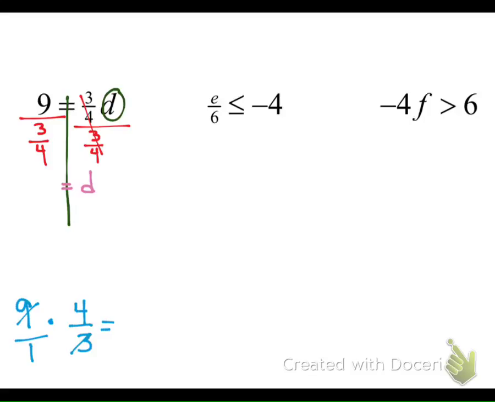So 9 divided by 3? 3. 3 divided by 3? Is 1. Okay. Multiply my numerators together. 3 times 4. 12. And then your denominators together. 1 times 1 is 1. Now, if I want this in simplest form, how would I write this answer? Yeah, just 12. I don't need that 1 under it. So 12 equals D.